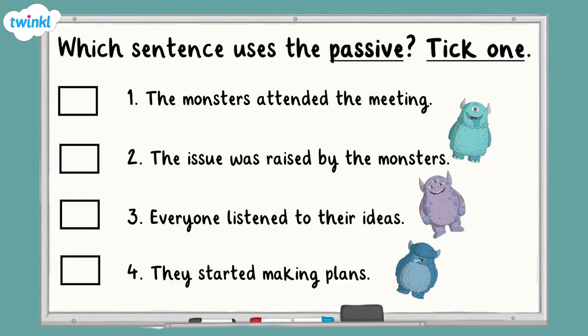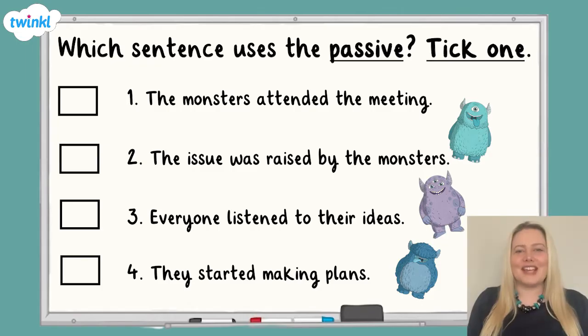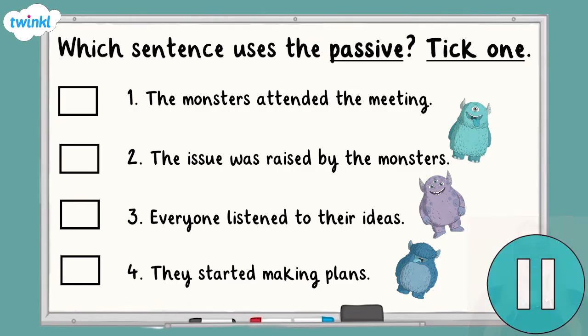Sentence 1 says, the monsters attended the meeting. Sentence 2 says, the issue was raised by the monsters. Sentence 3 says, everyone listened to their ideas. Sentence 4 says, they started making plans. Top tip, remember that a passive sentence often ends in a prepositional phrase. In which of these sentences is the verb happening to the subject?